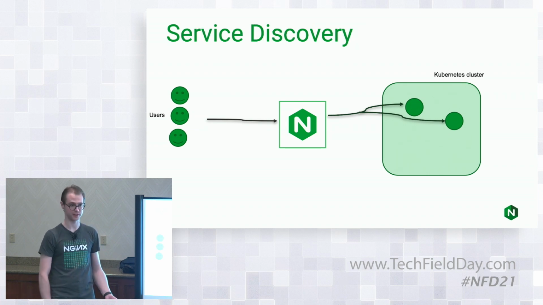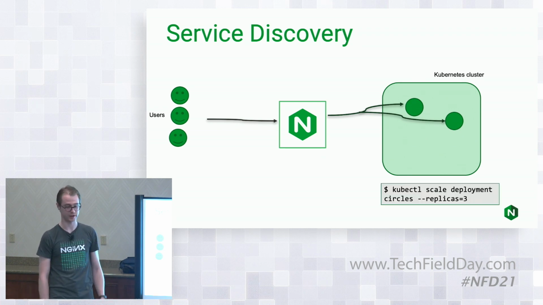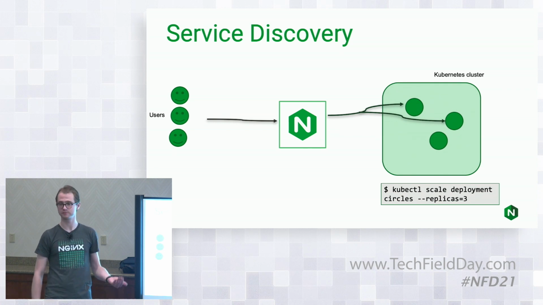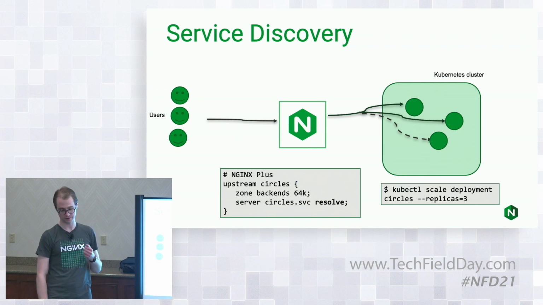The first one is service discovery. Kubernetes makes it effective to scale your applications or even auto-scale them, depending on the load. If we want to scale our application, this would be the command that you would run: we're scaling our circle application from 2 pods to 3 pods. So we need to update our proxy. How do we do that? Well, NGINX Plus is capable of discovering backend pods through DNS, so this problem can be solved. We don't need to change the configuration when we do the scaling.